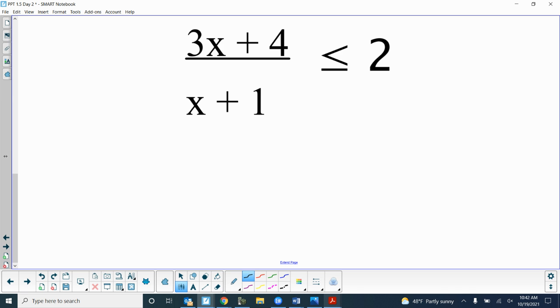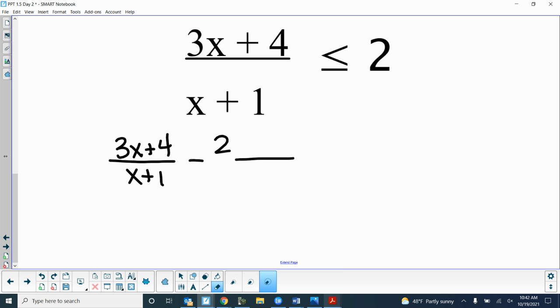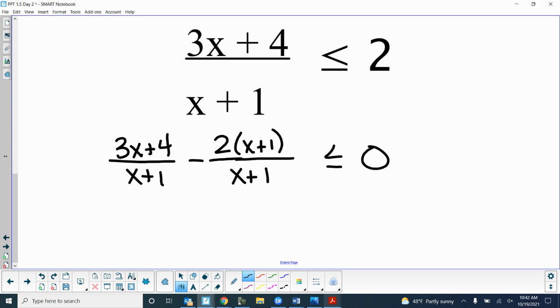So, what am I going to do with that 2? Subtract it again, right? So I got 3x plus 4 over x plus 1 minus 2 times what over x plus 1? What do I got to multiply 2 by? X plus 1. Whatever that denominator is, right? So it's not that difficult. Now we got a 0 on the right. Distribute the 2. So I get 2x plus 2. Make your single fraction. Put those two together.